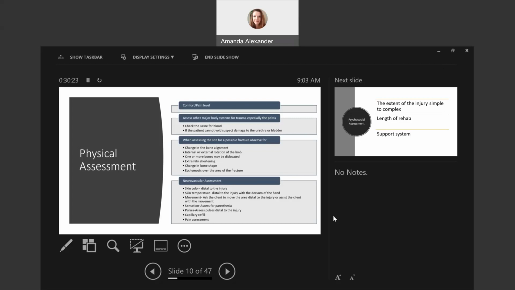When assessing the site for a possible fracture, observe for bone alignment. So we're going to do this on inspection. When we walk in, if a patient's complaining of pain to an extremity or a body part, we're going to look for symmetry. We're going to make sure that both sides are equal, right? Is there anything protruding or anything that doesn't look normal from one side to the next? Is there any internal or external rotation?